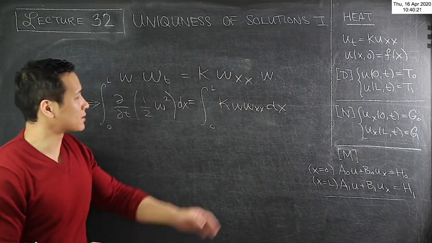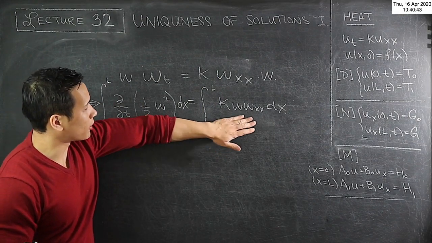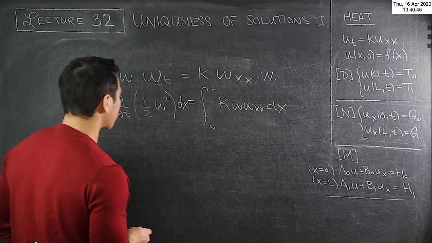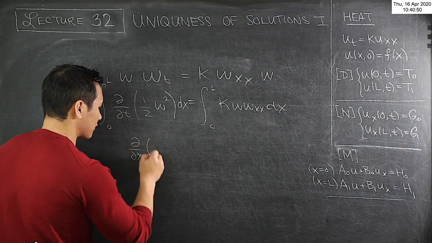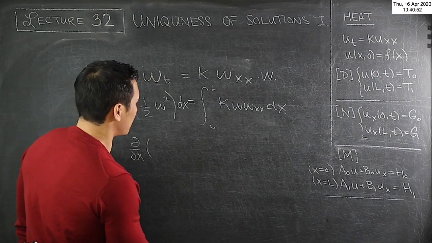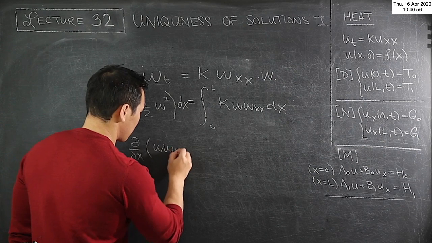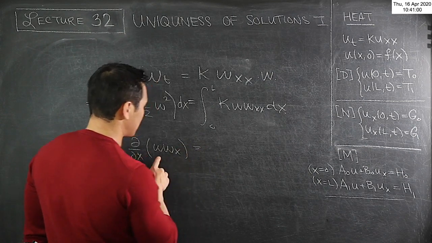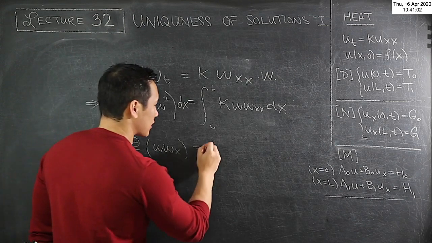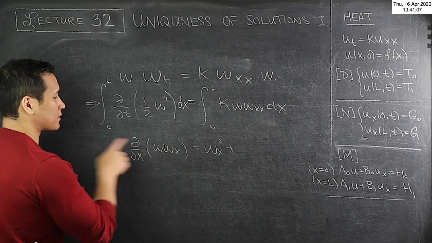Missing an x there, so this is w times wxx. Okay, so the next thing you want to do is a product rule with this left-hand side. You'll notice that if I take d/dx of w wx, then I have wx times wx, so that's wx squared, plus w times wxx, like this.